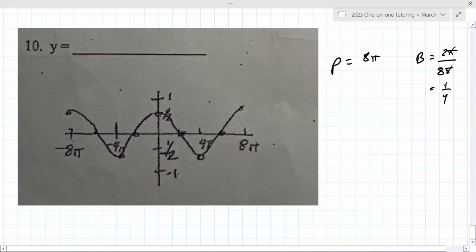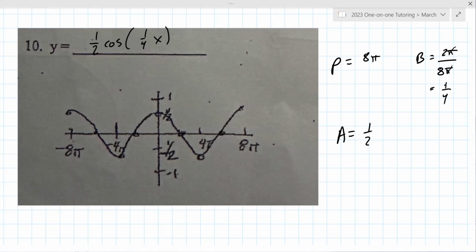Oh, right, they cancel. Okay, and then A is 1. It'd be 1 if it went up to the 1, but it's actually only going up half. Oh, 1/2. Yes, A is 1/2. Very good. And it's cosine, so it's 1/2 cosine 1/4 x. Right, so go ahead and get that down here.